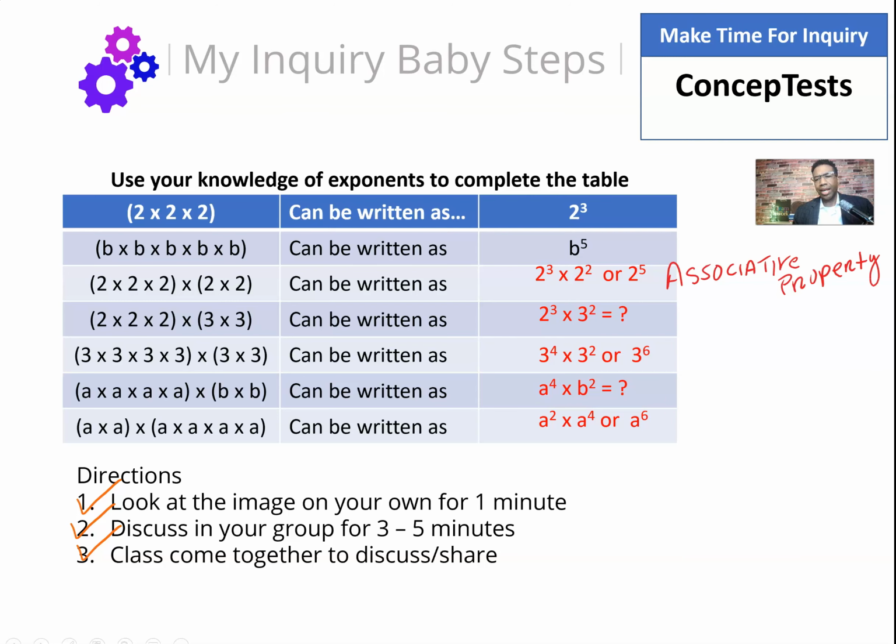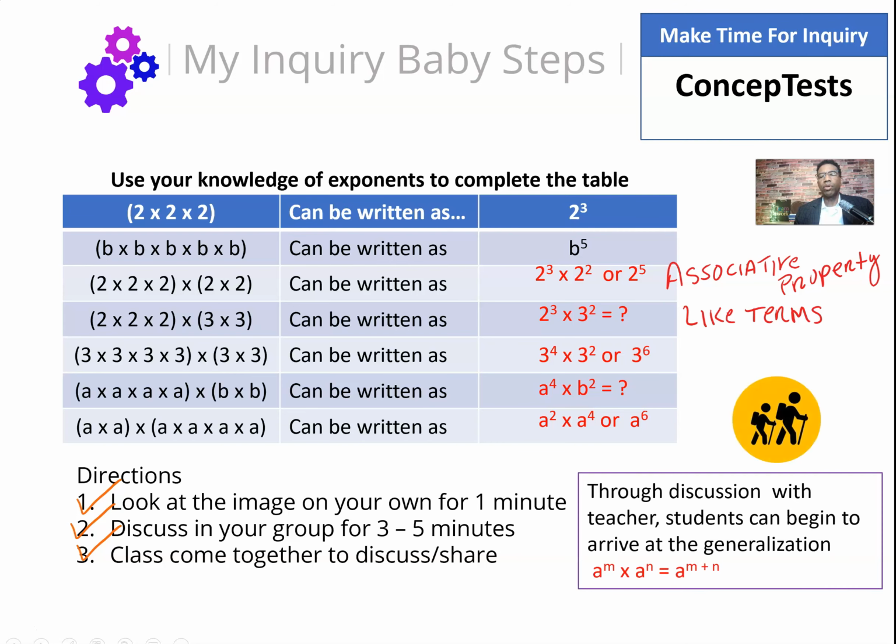Here are some questions I can ask. Well, how did you get that first one? Did you keep them separate, or how did you get 2 to the 5th power? Did you use associative properties, and so on? What about the second one? Why can't you put those two together? Because they're not like terms. However you want to drive the discussion, through that discussion you want to guide the students to come to the understanding on their own.